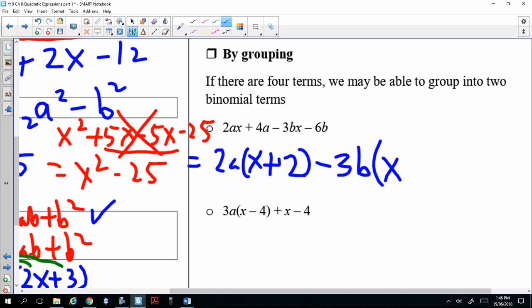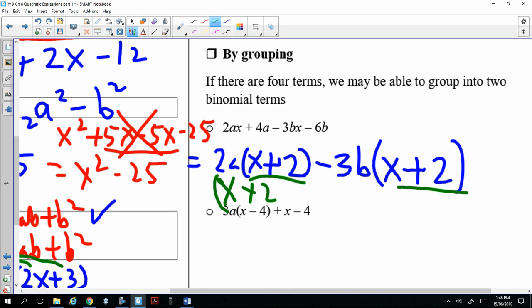Not 2b, because 2 times negative 3b is negative 6b. Because negative times positive is negative. If that was a negative, negative times negative would be a positive, so it will not match our original answer. Once you do that, can you see there's a common bracket, x plus 2, and then 2a minus 3b.